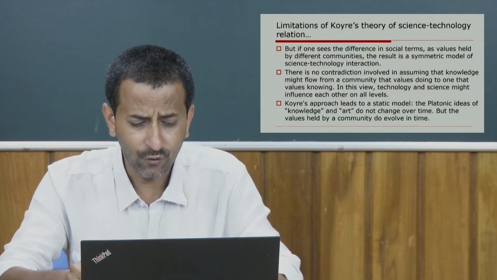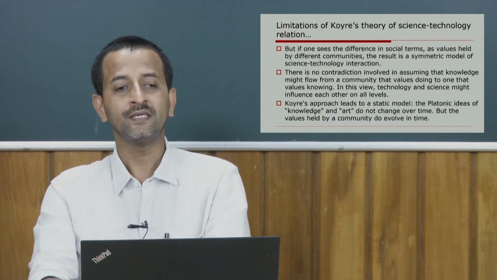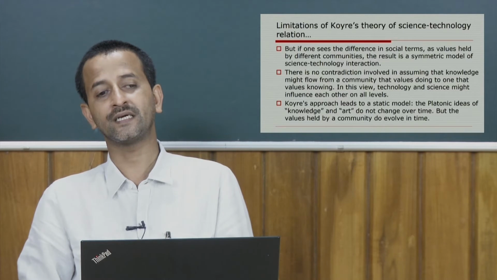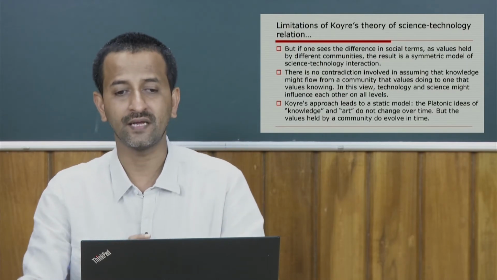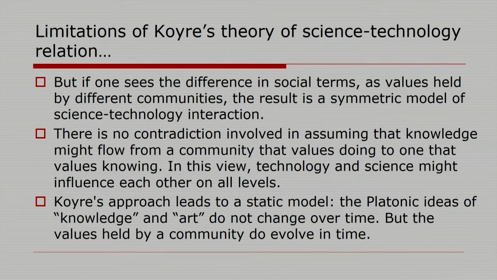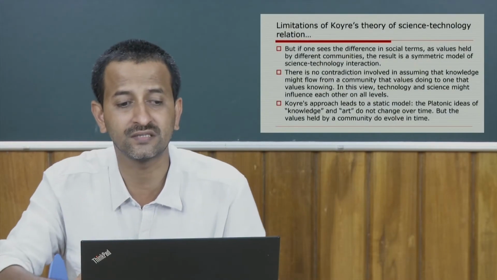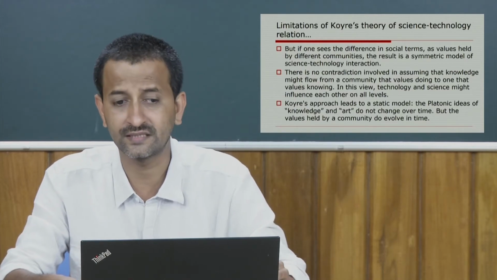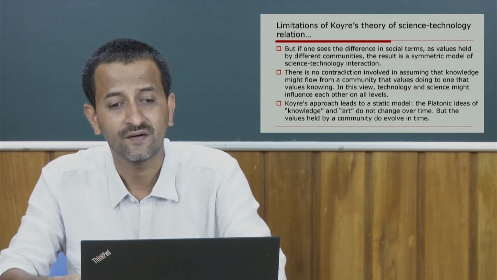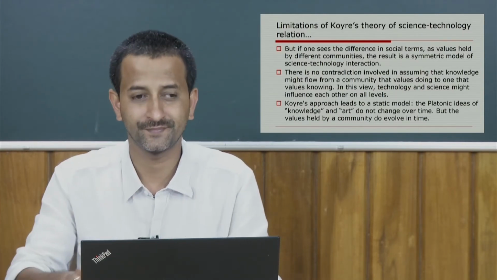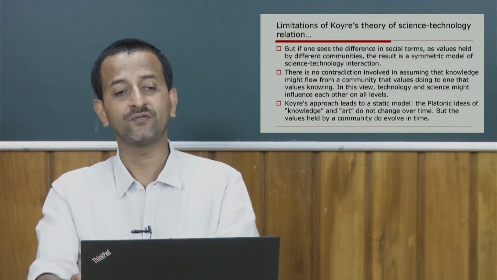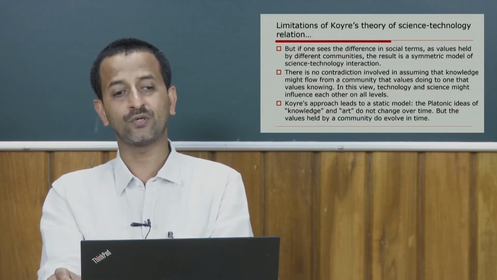But if one sees the difference in social terms, as values held by different communities, the result is a symmetric model of science-technology interaction. There is no contradiction involved in assuming that knowledge might flow from a community that values doing to one that values knowing. In this way, technology and science might influence each other on all levels. We just cannot say that science is superior to technology or technology is superior to science. Coet's approach leads to a static model.